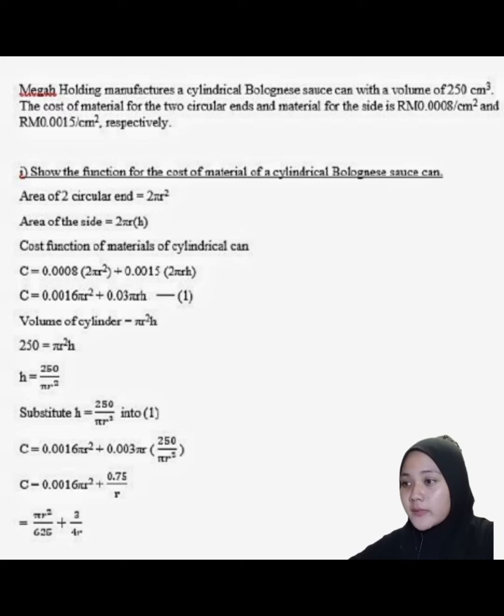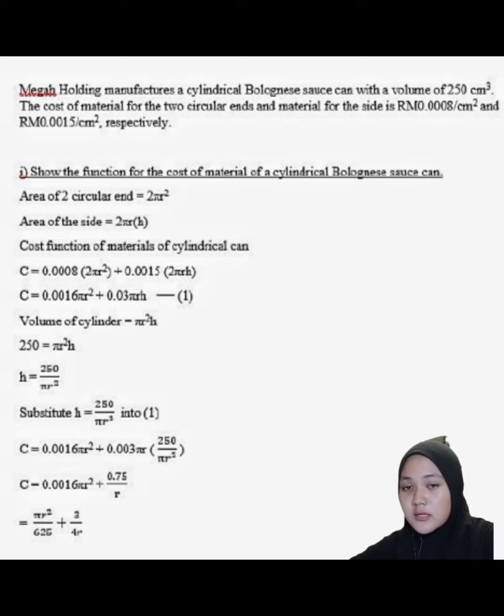The question is, Mega Holding manufacture a cylindrical bolognese sauce can with a volume of 250 cm³. The cost of material for two circular ends and material for the side is Rm 0.0008 and Rm 0.0015 per cm² respectively. So the first question is, show the function for the cost of material of a cylindrical bolognese sauce can.